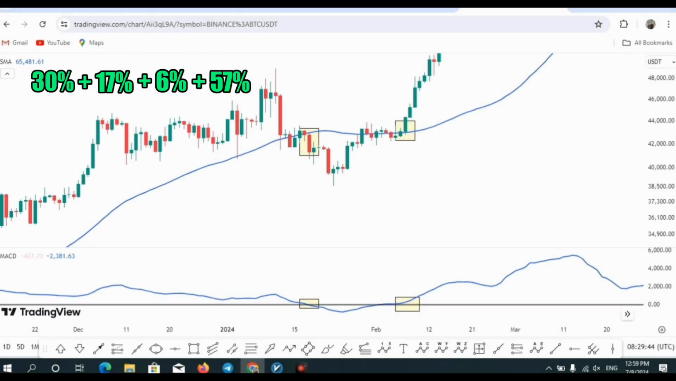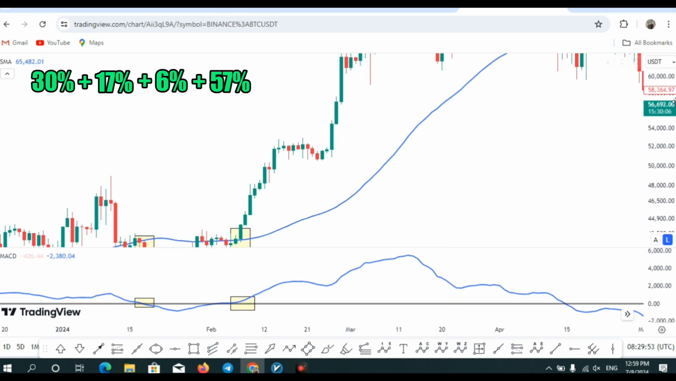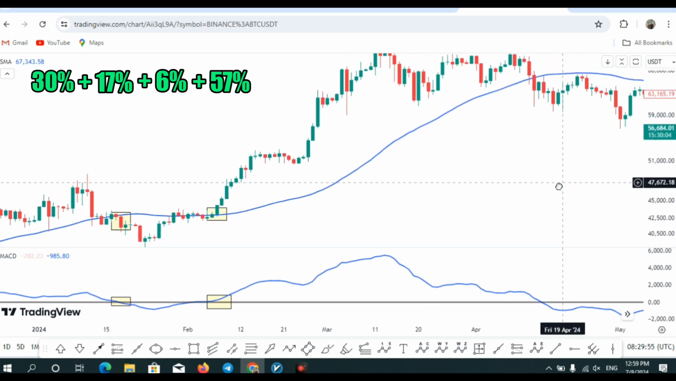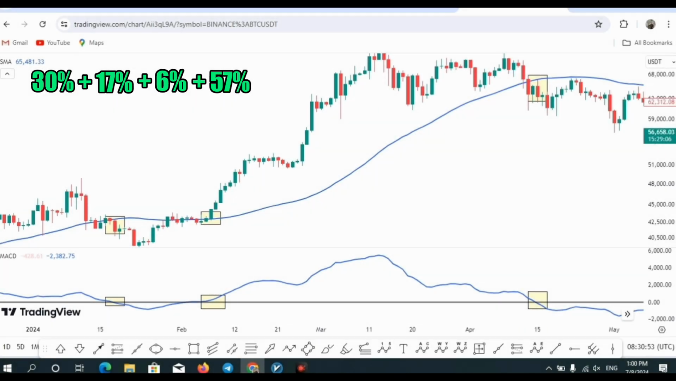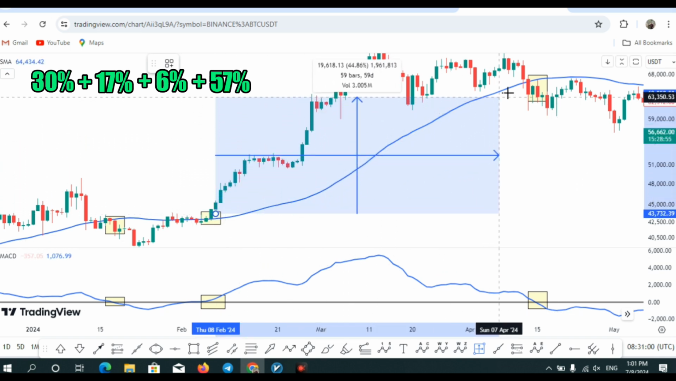Again, a buy position. And a sell position again, in a big wave. And a great profit again, 50%.